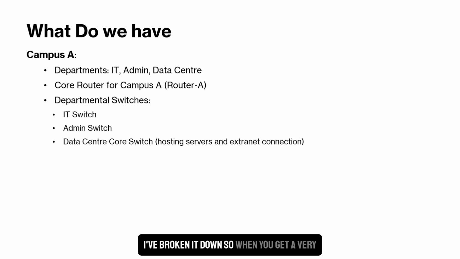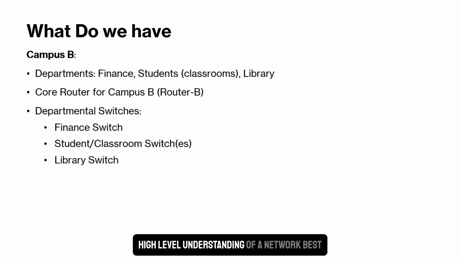I've broken it down. When you get a very high-level understanding of a network, the best thing to do is to go ahead and actually put a diagram together, which may not be your final result, but just pen on paper to get what exactly this is. What are the components that you'll need? Obviously, you'll need routers because they need to manage traffic between campus A and B, as well as external networks via the data center. Switches will connect departments like IT, finance, students, and library.